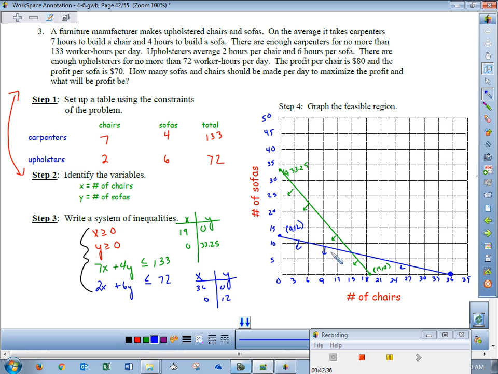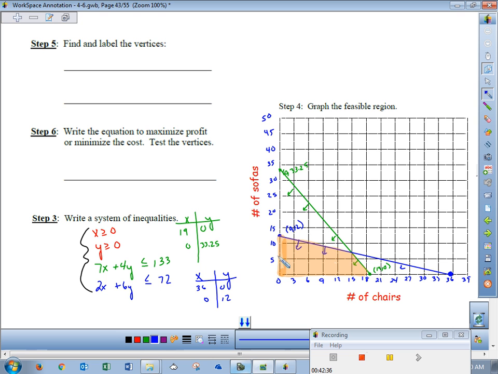Connect. And that's got to get shaded below. And now, to find the feasible region, we are going to shade that in. Remember, we had to stay to the right of this, above that, below the blue line, and below the green line. And our vertices are right here. A, B, doesn't matter which one's which, that's why we're labeling them, C, and D.